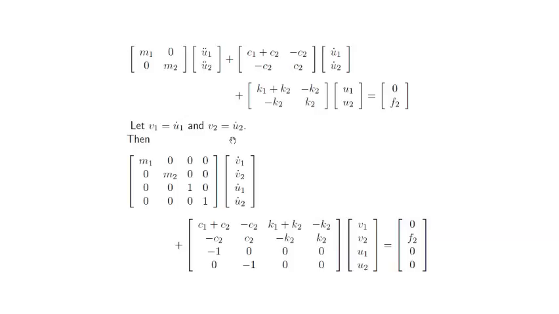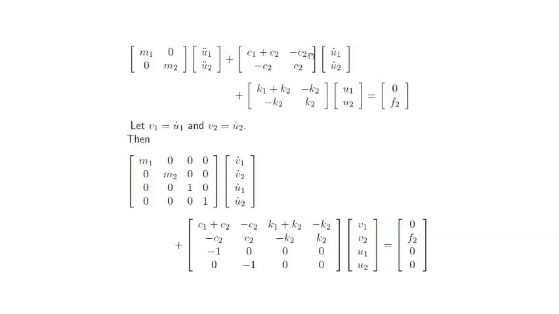So let's just quickly check them out. Here I had M1 times U1 double dot, but U1 double dot will be the same as V1 dot. And so here I also have the same M1 times V1 dot. So that gives me the same term. And then if I look at the second term in the first equation, it will be C1 plus C2 times U1 dot, but that's the same as C1 plus C2 times V1, because V1 is the same as U1 dot, right? You get my drift here.